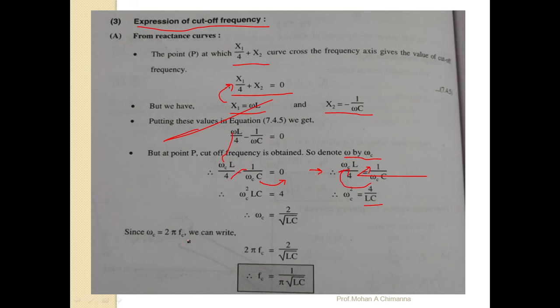But we know omega C is equal to 2 pi FC, and we substitute this in the equation. Therefore omega C equals 2 pi FC equals 2 upon square root of LC. The 2 and 2 cancel, and FC is equal to 1 upon pi square root of LC. So for the third parameter, the expression for the cutoff frequency FC is calculated: FC equals 1 upon pi square root of LC.